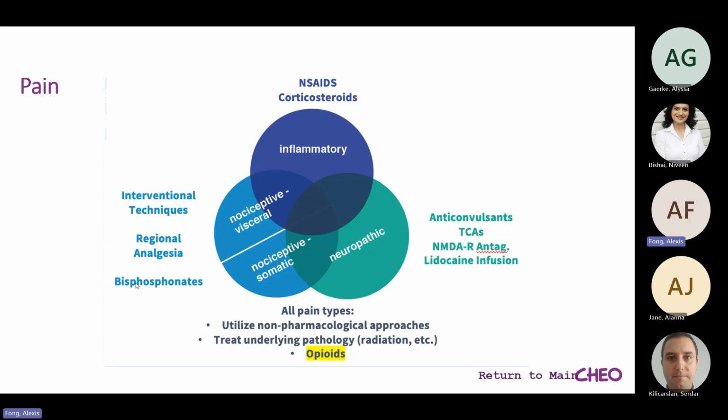So if the cause is a huge mass in someone's femur, then consider radiation or palliative radiation. For inflammatory causes of pain, think NSAIDs and corticosteroids. For neuropathic pain, you can think anticonvulsants, TCAs, NMDA receptor antagonists, lidocaine infusions. For nociceptive, visceral, and somatic pain, you can consider interventional techniques, which we don't do a lot of here, but that's thinking of nerve blocks and epidurals, things like that, regional analgesia and bisphosphonate.